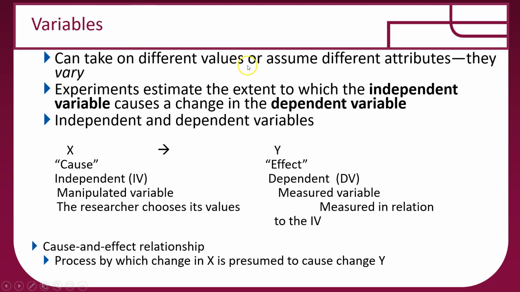Variables can take on different values. We have two types of variables. We have what we call the independent variable and the dependent variable. The independent variable is the variable that we think is going to cause a change in the dependent variable. So in a study, we usually are looking at a cause and effect relationship. The cause is the independent variable, or the IV, and the effect is the dependent variable, or the DV.